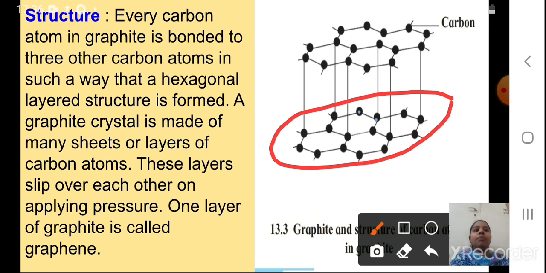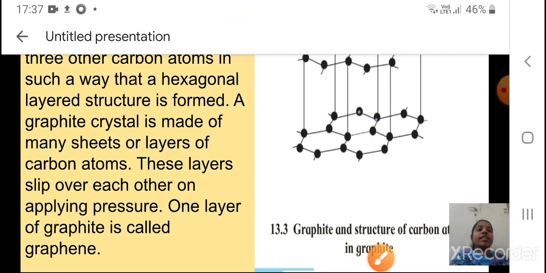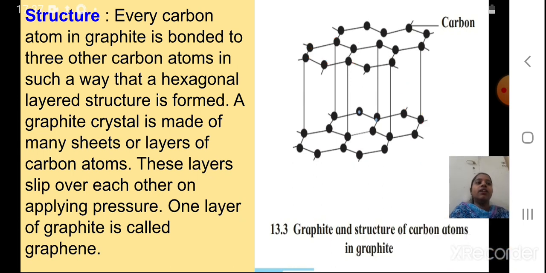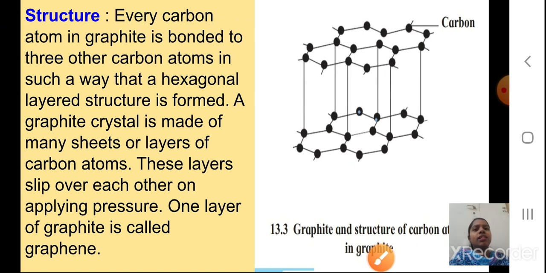Okay. So one carbon, if I take now this carbon atom, you can see 1, 2 and 3. So it is bonded to 3 other carbon atoms. Similarly, if I take someone else, I'll take this one now. You can see that here one bonding will be there. This is the second bonding and this is the third bonding. So like this, they will be forming hexagon. See, 1, 2, 3, 4, 5, 6 are there, right? So it is going to form a hexagonal layer structure. Okay, students, and the layers will be one upon the other, so they can slip over each other. I hope it is clear to you.